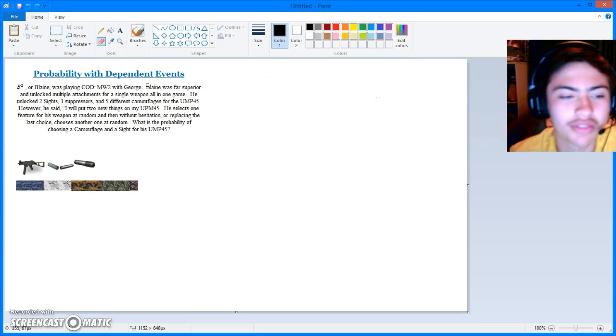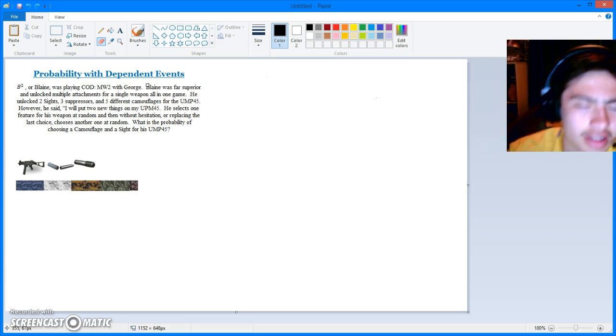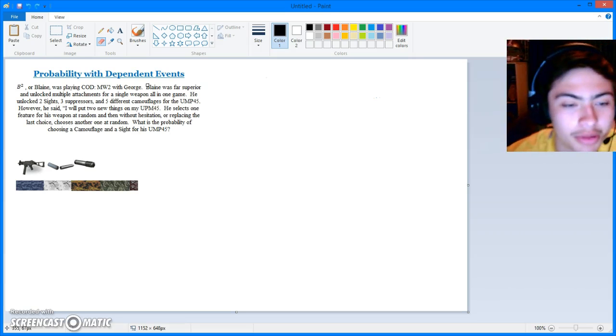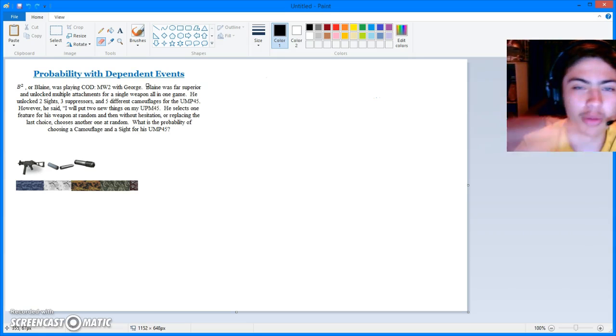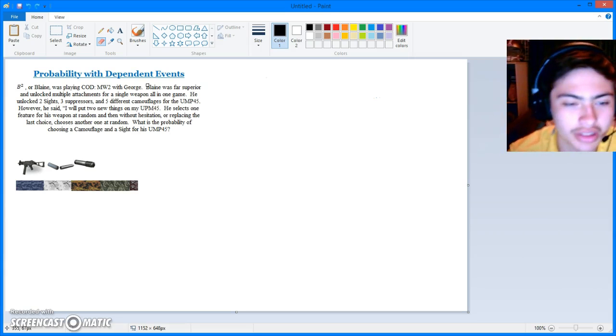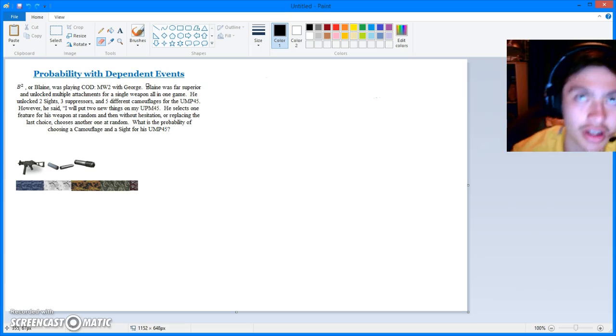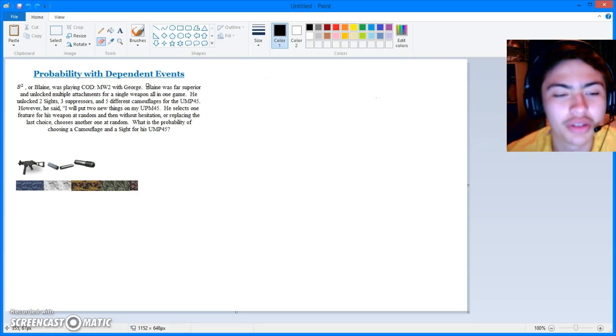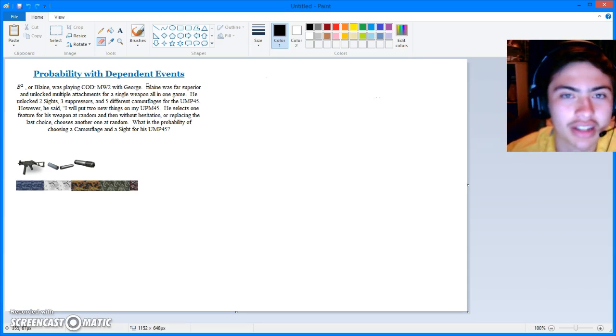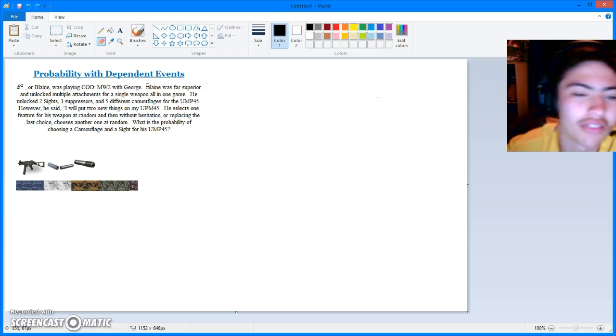He selects one feature for his weapon at complete random, kind of like a pull out of a hat. He wrote them all down and pulled them out of a hat. He pulled one out and then without hesitation, and without replacing the original one he pulled out, he pulls out another one. So now there are 2 attachments or camouflages outside of the hat. What would be the probability of choosing a camouflage and a sight for his UMP-45?